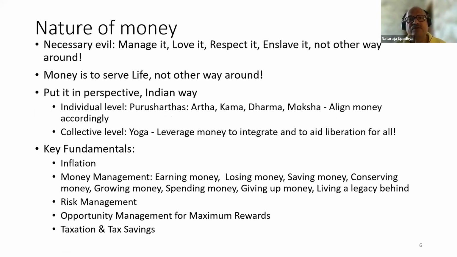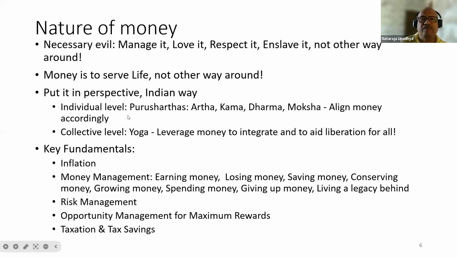We need to learn to love it, respect it, enslave it. We should not become a slave to money, but money should be enslaved to us. Money is to serve our life. Life is not to make money. Money is to make our life. So we need to make sure that life is more important than money.